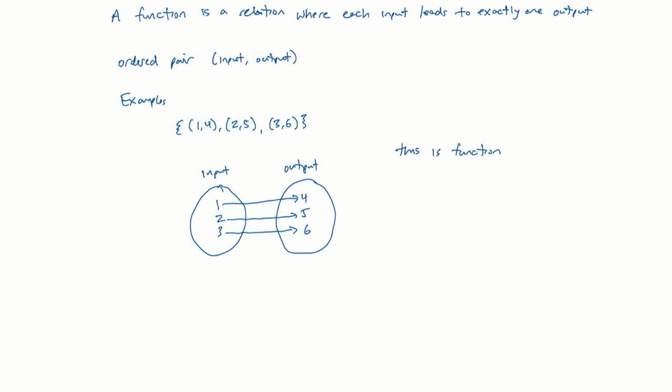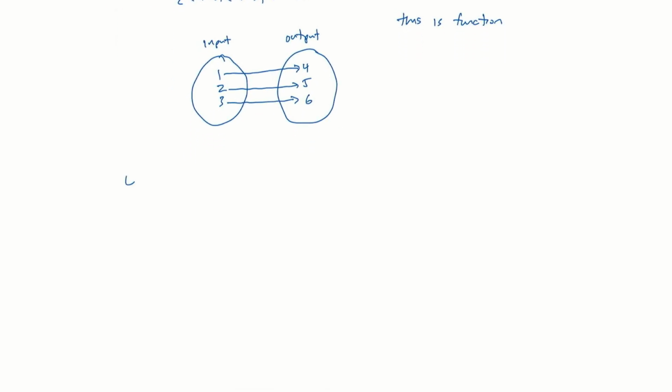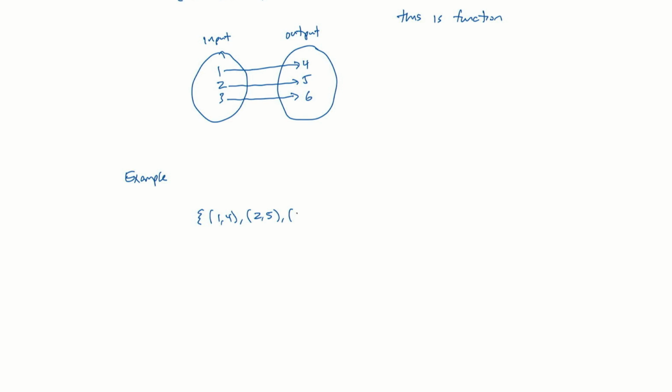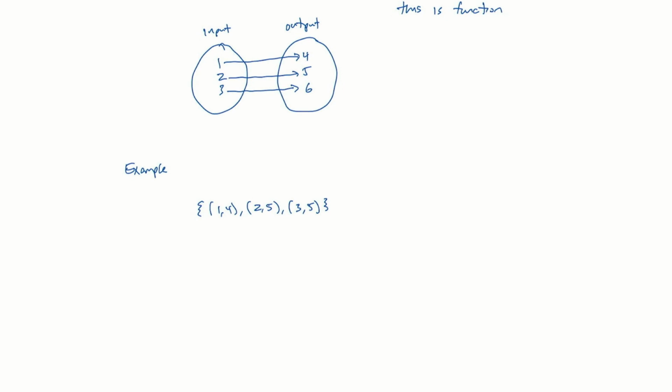Okay, let's try another one. Example. Okay, let's say we have the relation. This time we'll have 1 and 4, and then 2 and 5, and then 3 and 5 for the ordered pairs. Okay, and we can visualize this as so.